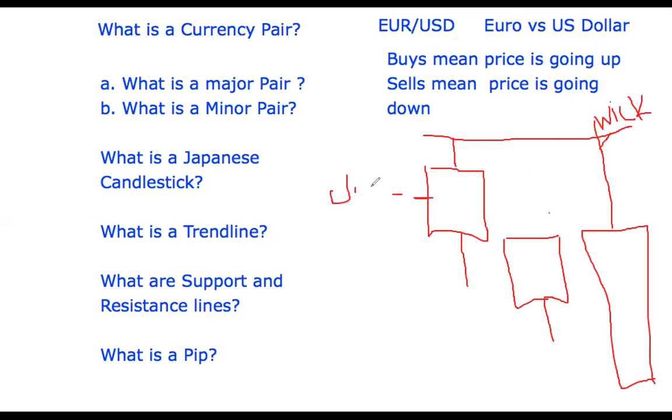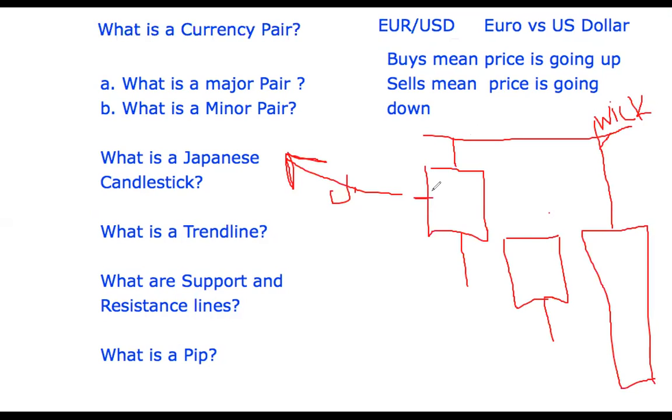So this is what a Japanese candlestick looks like. I'm going to show you how it actually looks on the chart. I just wanted to draw them out for you, because once I get into trend lines and support and resistance lines and stuff like that, I'm going to go on the chart and show you how it looks.